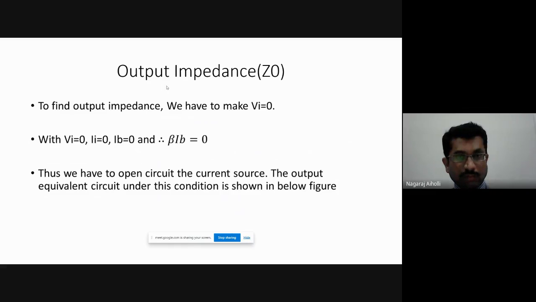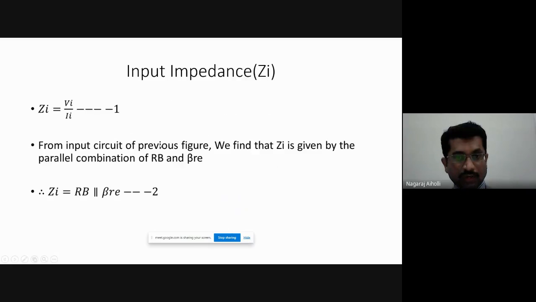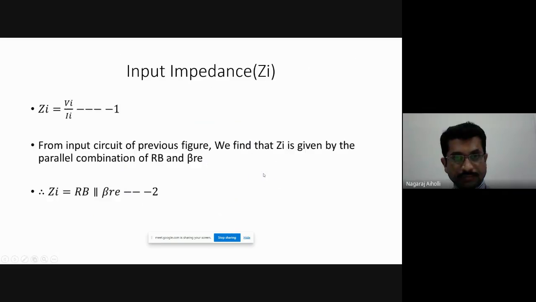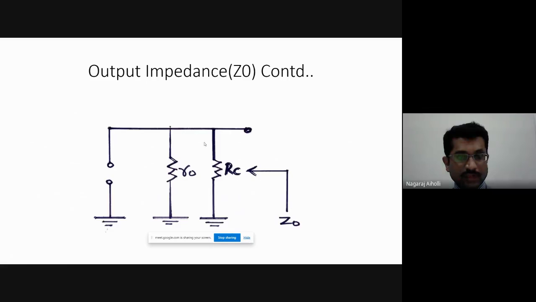Now let us find output impedance. If you want to find output impedance, we have to make Vi equal to 0. Remember, whenever you are finding output impedance for the AC analysis in module 2, you have to make the input voltage 0. You have to turn off the active sources. So once we make Vi equal to 0 in this re model, Ii will be 0, Ib will also be 0. If Ib is 0, beta Ib will also be 0. So beta Ib is open circuit here, and the only resistances present are ro and RC.